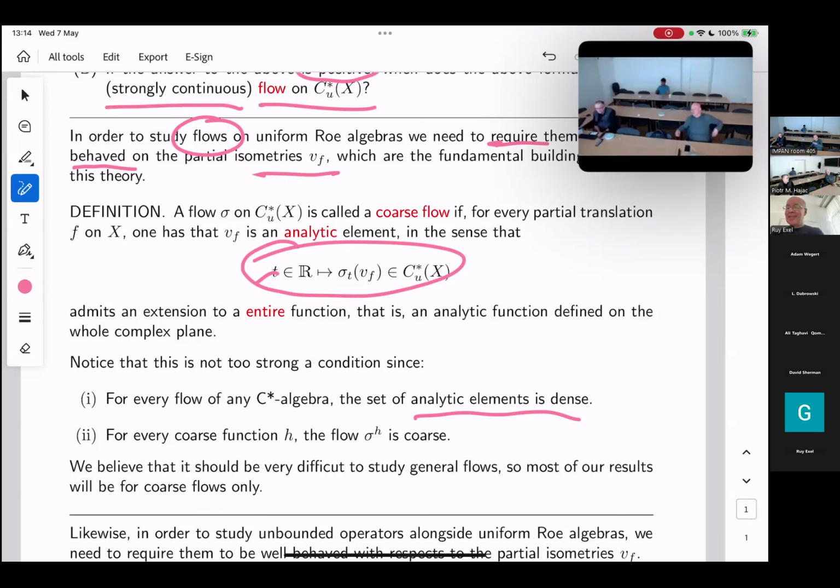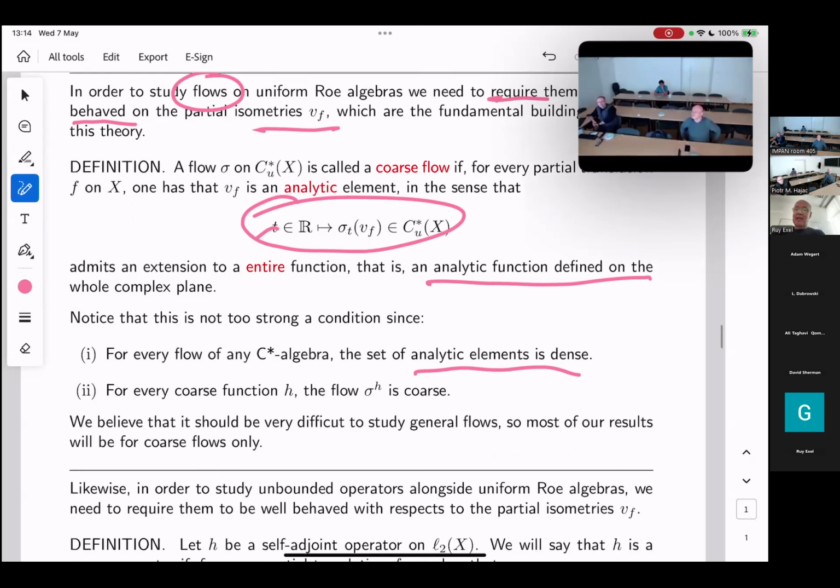So does it mean that this function can be written as a series with an infinite convergence radius? Exactly. Okay. Any analytic function on the whole complex plane has that property. Yeah. And in fact, this is equivalent to what we're saying. Yeah. A good point.